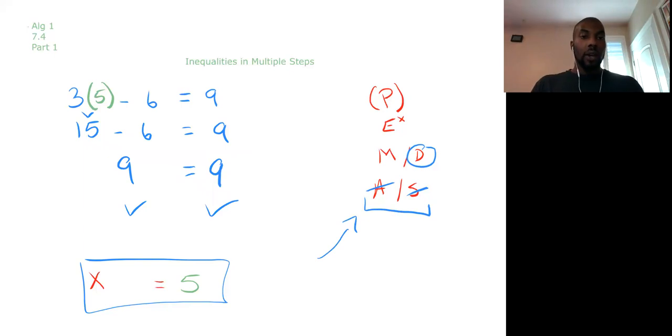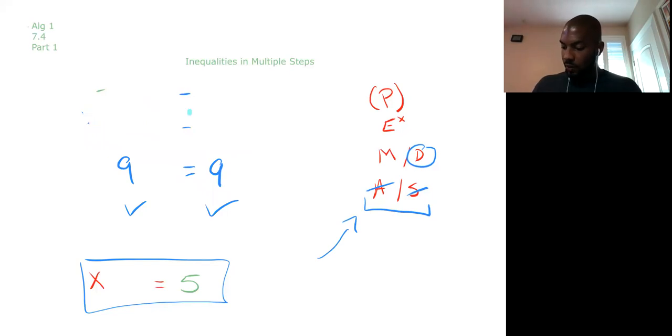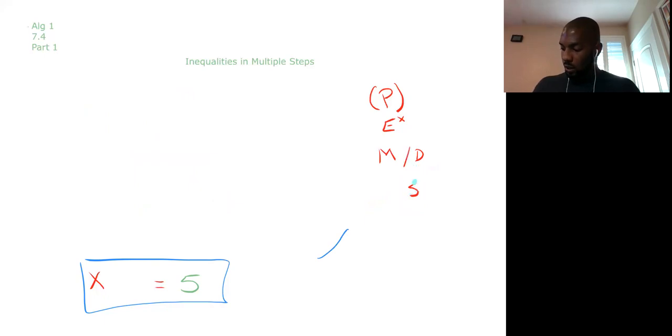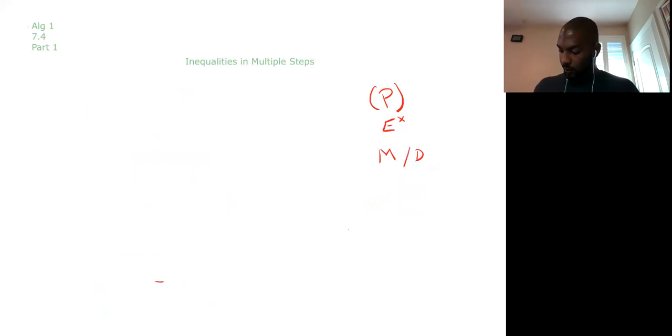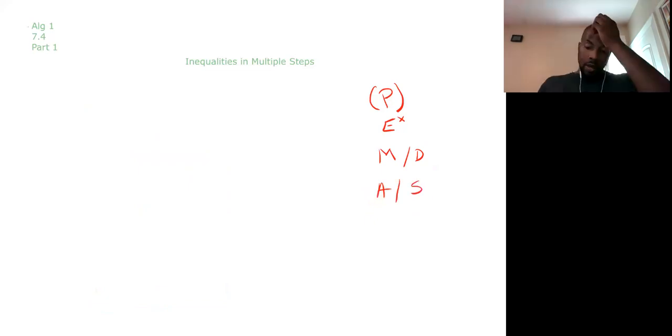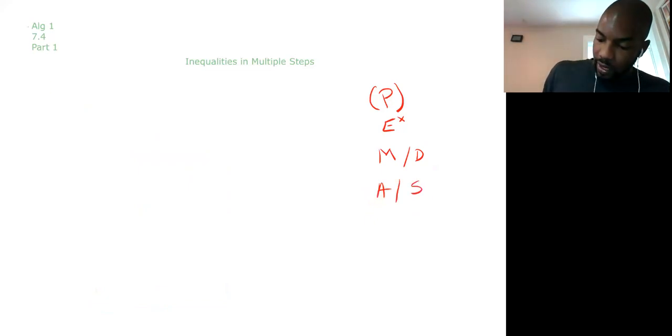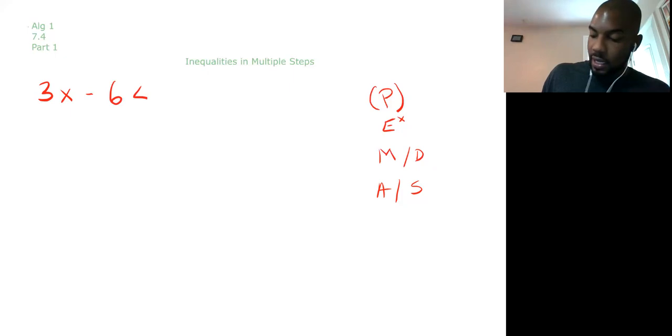So now we're going to do the exact same problem, but this time we're going to do it with inequalities. Let's rewrite that whole problem and see if you can figure out the solution to the inequality. Clean up everything here. All right. So the inequality would be 3x minus 6 is greater than 9.